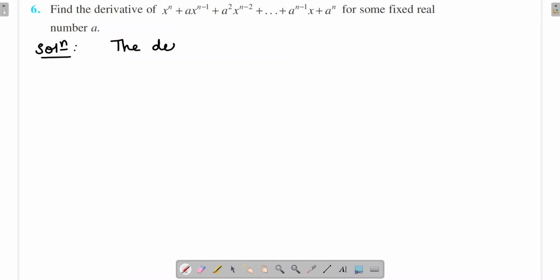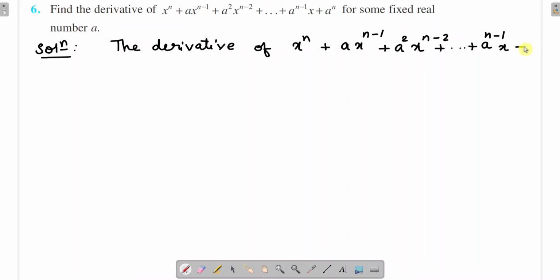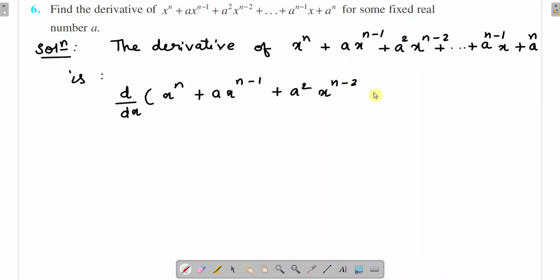So we have to find the derivative of this polynomial. So the derivative of x raised to n plus a times x raised to n minus 1 plus a square x raised to n minus 2 and so on up to a raised to n minus 1 x plus a raised to n is d by dx of x raised to n plus a times x raised to n minus 1 plus a square x raised to n minus 2 and so on plus a raised to n minus 1 x plus a raised to n. So we have only written the derivative in terms of symbol. Okay, d by dx of.